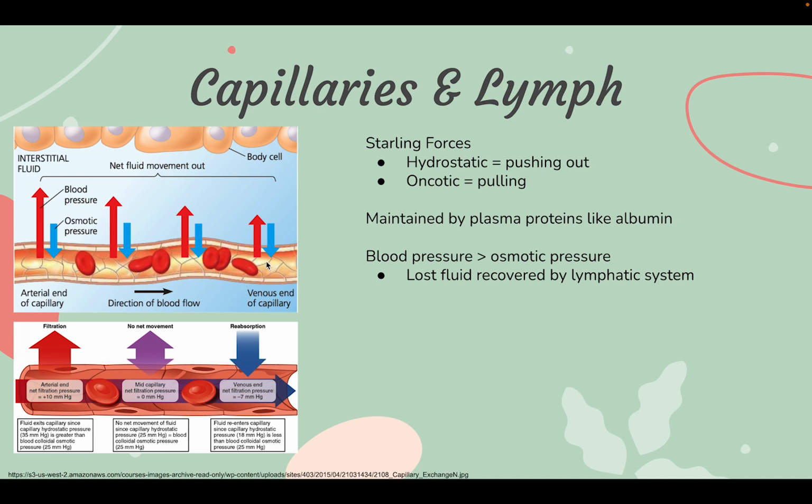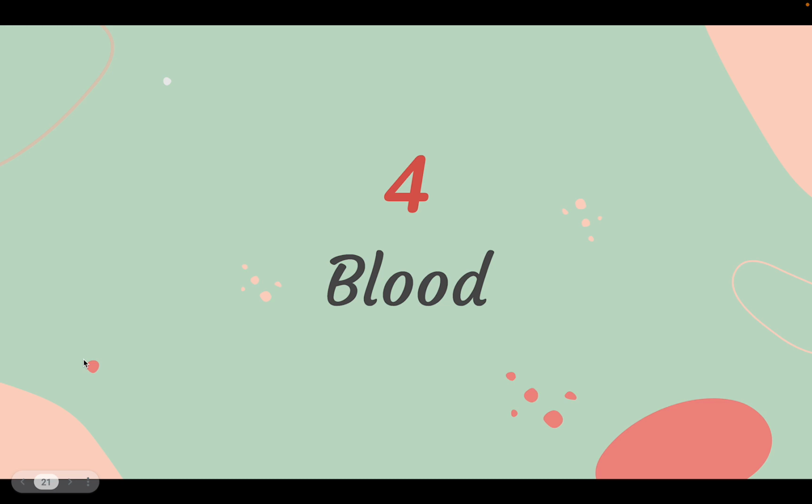So you can see the net movement, or the net pressure, at the arterial end. It's going to be plus 10 millimeters of mercury. And then the net pressure inwards at the venous end is about negative 7 millimeters of mercury. So we're going to have net movement out. That's what our lymphatic system is for, to recover all that fluid we're losing.